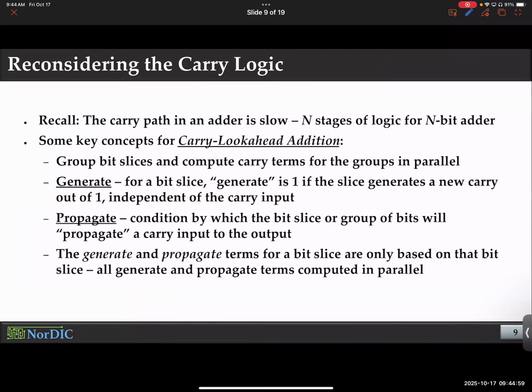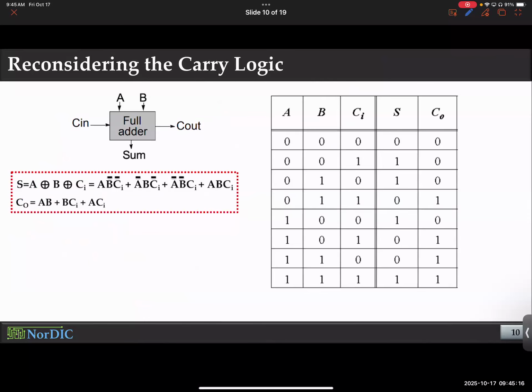Now, we're going to reconsider the carry logic based on our understanding that carry is the culprit in terms of determining the overall delay or creating a bottleneck for the sum operation to occur. You can read it later on at home. I'm going to cover it anyways using this slide. Okay, please pay attention. This is a very important example.